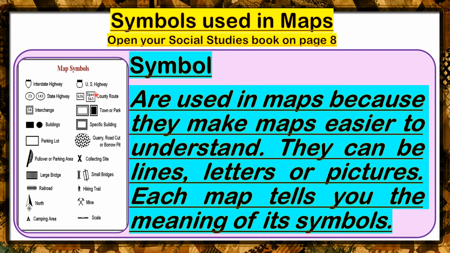So again, class, symbols help us to understand the map easily. We don't have to write the word when we use symbols in maps because by the picture or by the image, we already know the meaning of it.